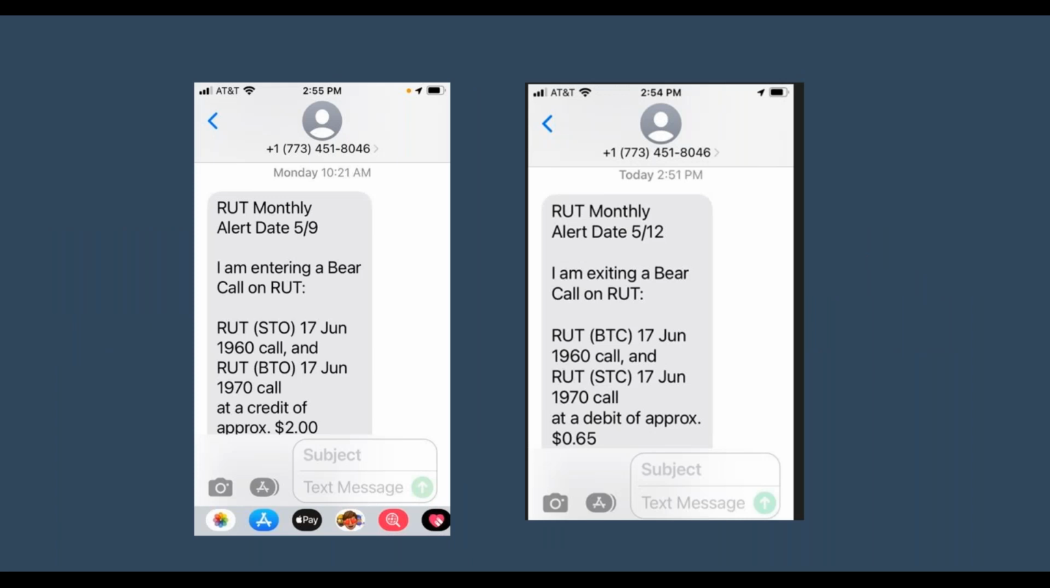When I do see a trade, what I do is I send out a text and email alert to my members. And here's an example of that RUT, where on 5/9, I said I'm entering a bear call on the RUT, telling you exactly what to do and what credit approximately you're going to get. Then 4 days later on 5/12, I sent out a text alert saying, okay, time to exit at this price. So I tell you exactly what to do. This is both text and email alerts I send out to my members.